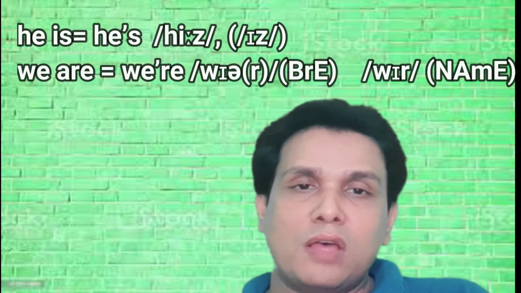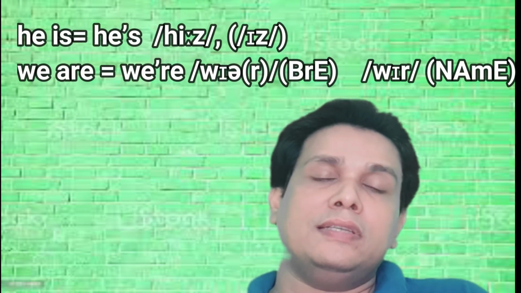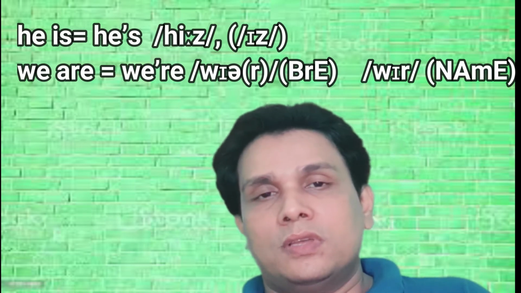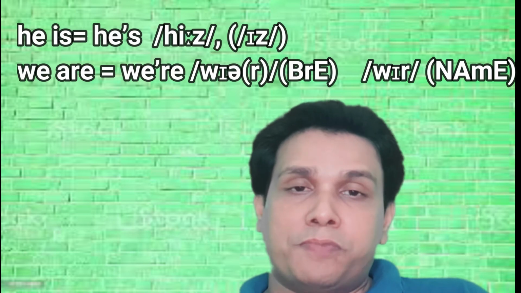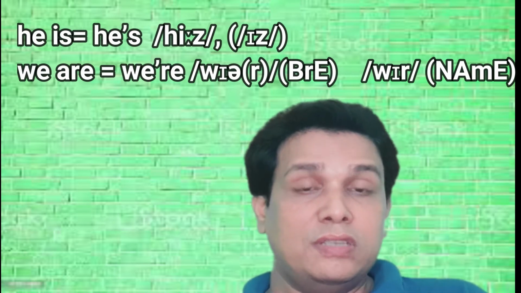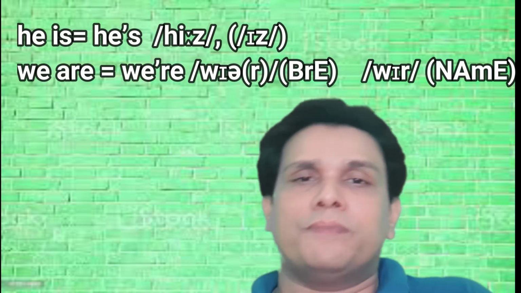Next word, he is. The contracted form is he's. There are two types of pronunciations here. One is with a long sound and another one is without a long sound, and in the weak form it is used as iz. In a strong form it is pronounced with the long vowel, and in weak form it is pronounced without it in some places. And there are some particular rules also.